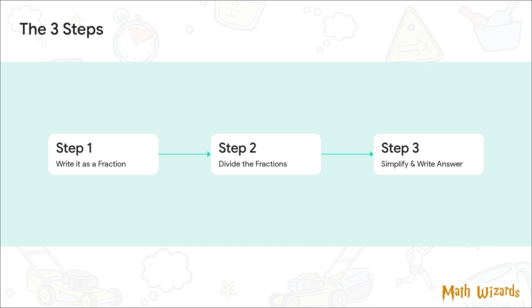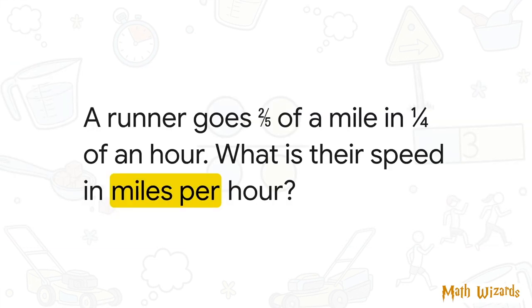Let's put it to the test with an example. Okay, here's our first problem. We've got a runner. They go 2/5 of a mile in a quarter of an hour. The question is, what's their speed in miles per hour? That little word per, that's our big clue. It's screaming, find the unit rate.